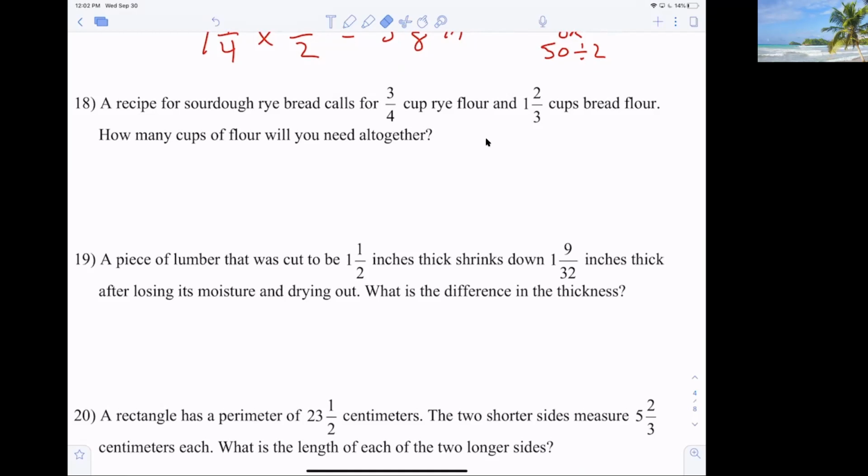Now, if you need to draw the picture, draw the picture. But I'm feeling pretty good now. We're doing some good work. We should automatically be able to. But you're not supposed to give me just the answer. You have to write 3/4 plus 1 2/3. And what is that? It's 2 5/12. 2 5/12 what? Cups. Yes, thank you, sir.